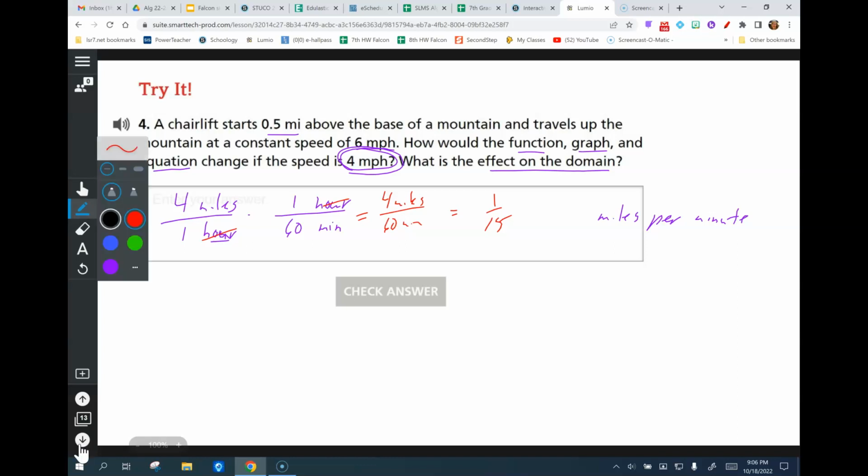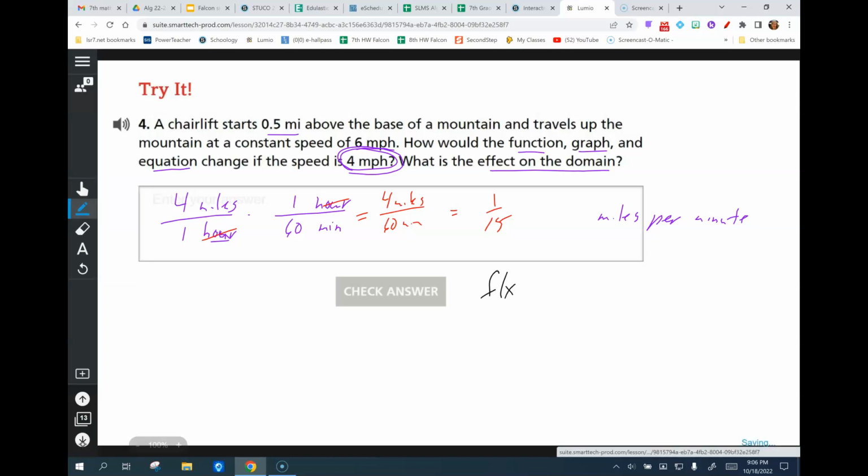So our new function is f of x is equal to 1/15 x plus 0.5. Okay, so let's look at our domain. In order to know our domain, we have to figure out what is the top of the mountain. We know we're still going to start at 0, and we know that the top of the mountain is at 2. That's where we'll be when we're all done. So we're going to find out how much time that takes. Remember, our domain is our minutes, so we have to find out our total minutes.